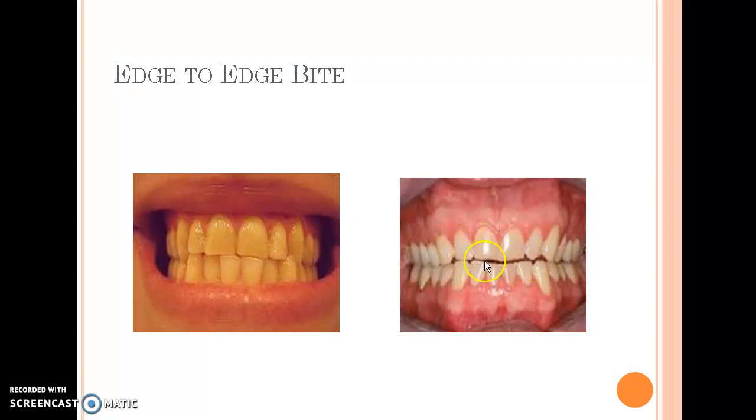And if you see something like this, where it's kind of like a lock and key almost, where you can see exactly where those teeth come together. Same thing right here. So they come together, and the incisal edges of the maxillary teeth is where that plane of occlusion occurs.